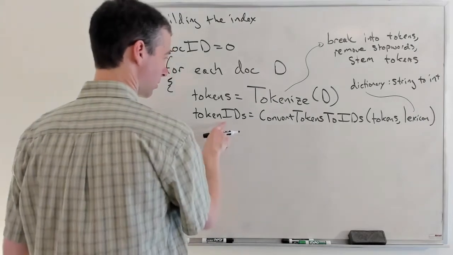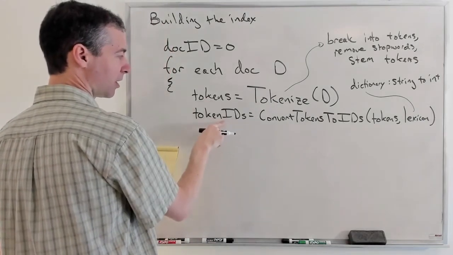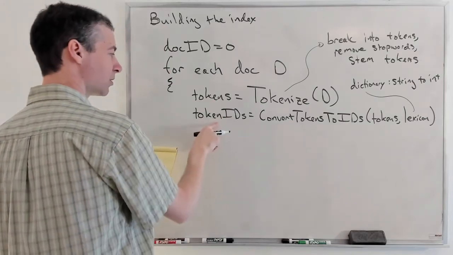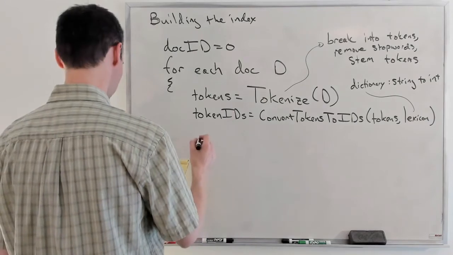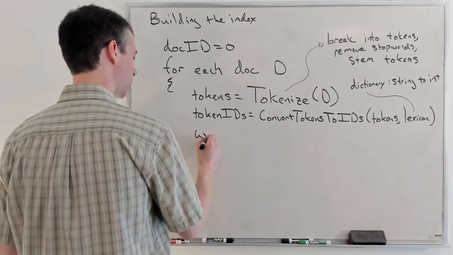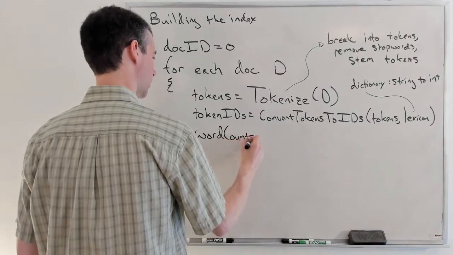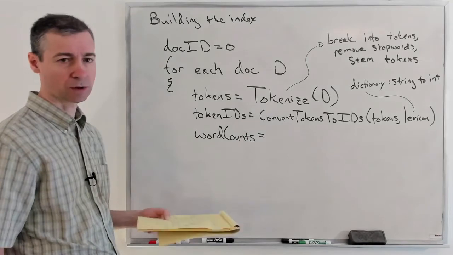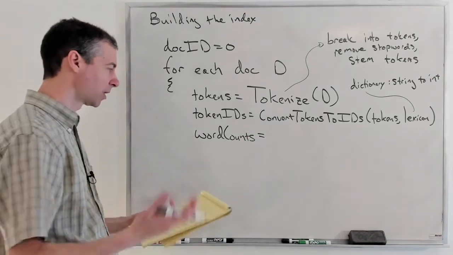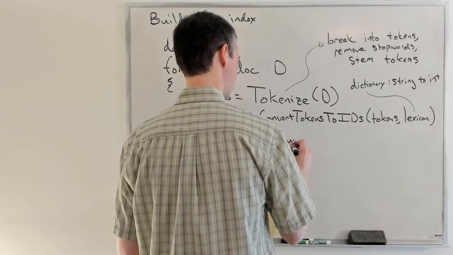Then we get back, now, so this is an array of strings, this is an array of IDs. And again, these are all of the occurrences. This is not down to unique things. Now we're going to convert them into counts. We want to count the number of times each word or each token or each term, whatever we want to call them. I like to call them word counts at this point, and so we're going to count the words.